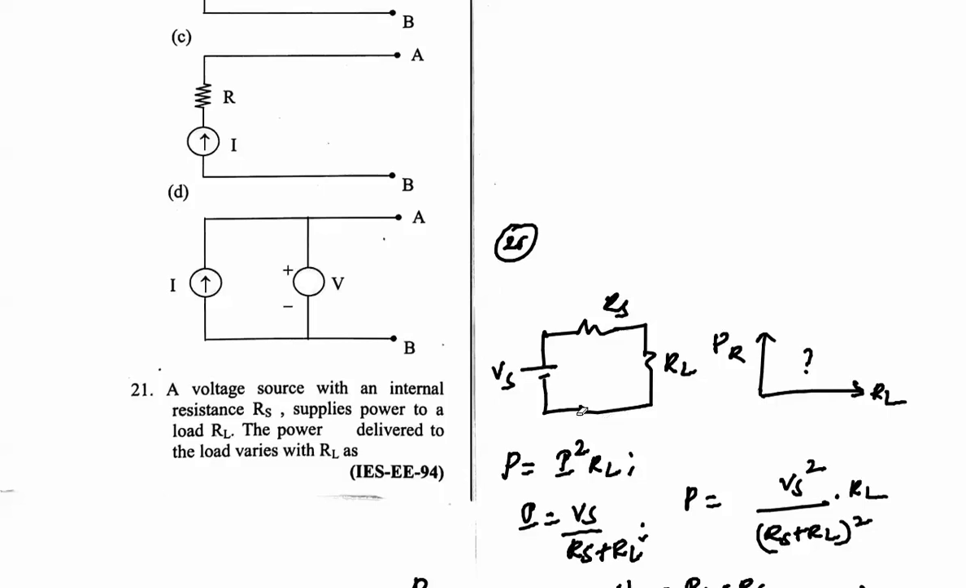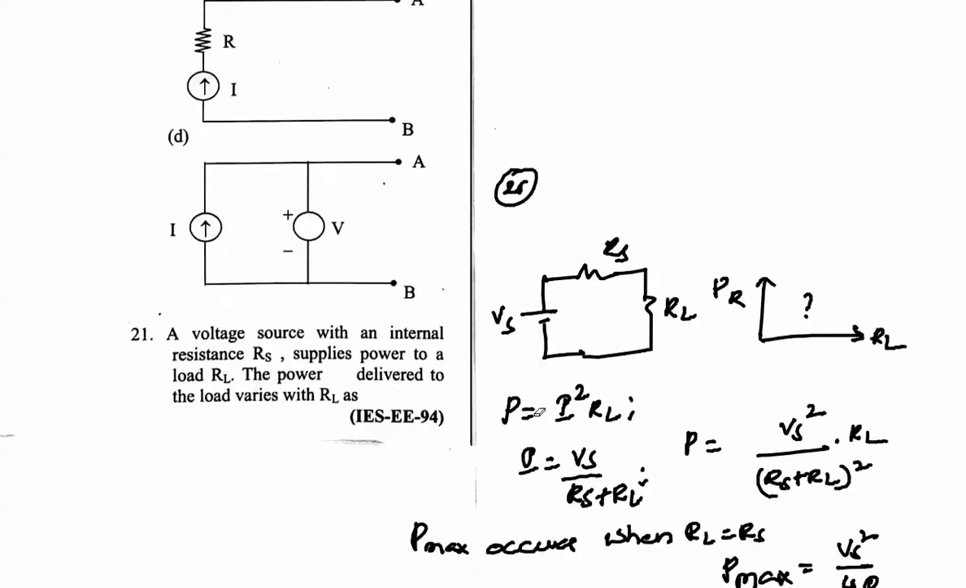In order to find this, the power dissipated in the resistance is P equal to I square into RL. For I, we can write the KVL here. So from this we can write I. So I is nothing but Vs divided by Rs plus RL. So P is equal to I square into RL. So P is equal to Vs square divided by (Rs plus RL) whole square into RL here.